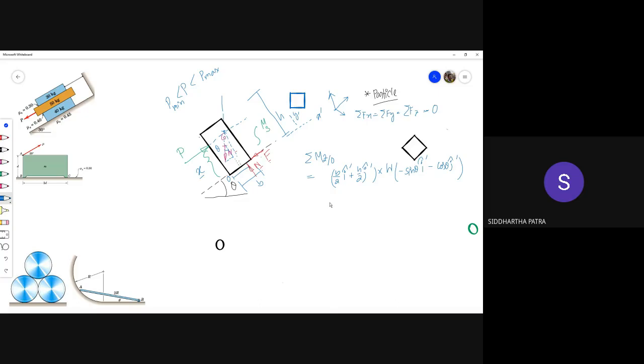Then due to the normal force, the friction force doesn't produce any moment. Due to the normal force, let's call this distance D. So D times N, of course it is plus. And then the clockwise moment due to P should be X times P, and that has to be zero.